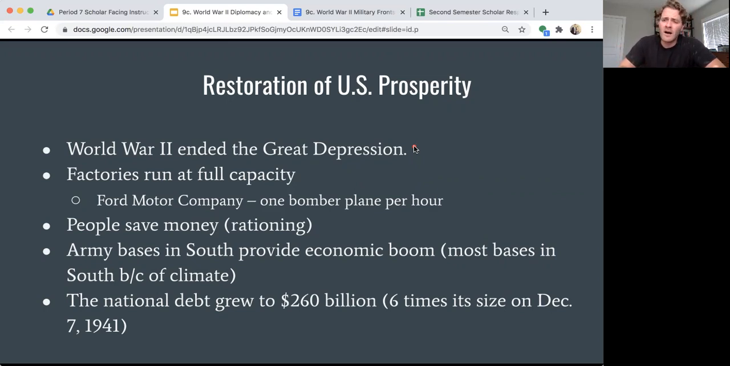And one other significant consequence of the war is the national debt, which grows to $260 billion throughout this war, which is 6 times its size on December 7th, 1941, when the US enters World War II.